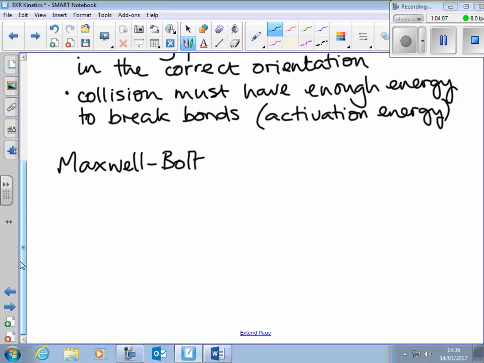I don't need the board playing up as well. Oh, I have trouble spelling that. I've done it right this time. That's going to be the first time ever. T-Z and a double N. Right, got it. Maxwell-Boltzmann distribution.